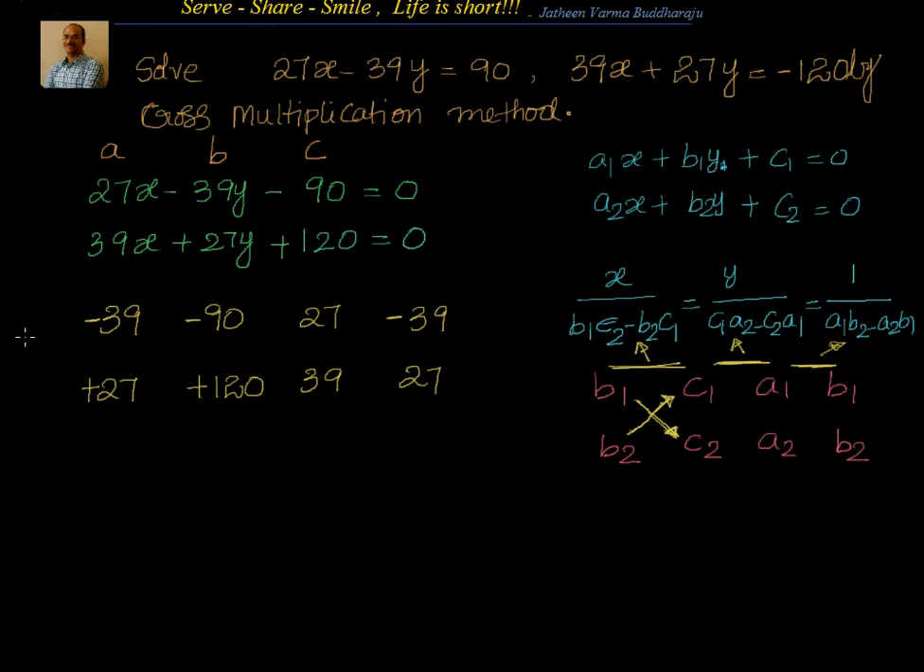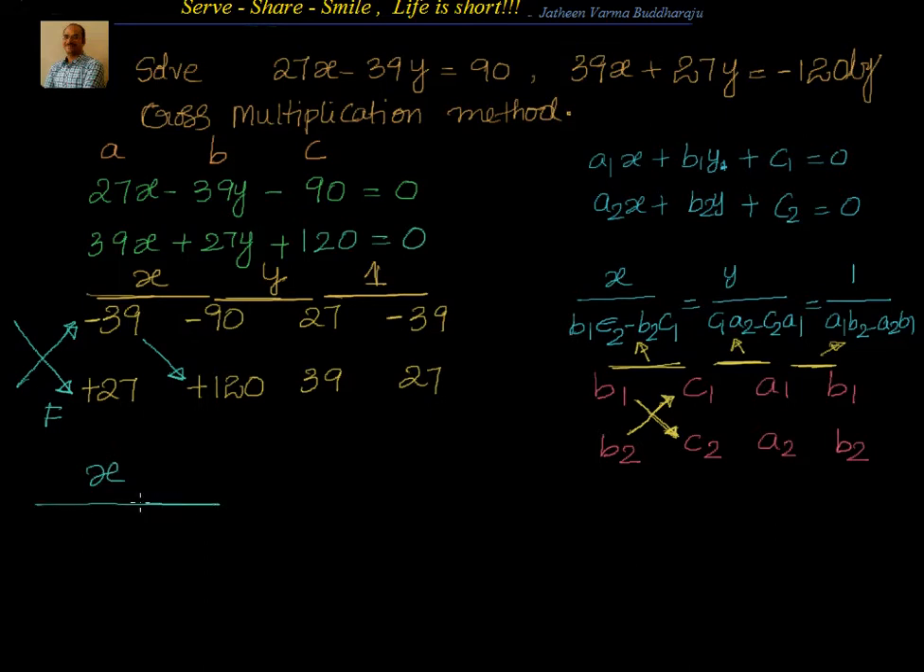Now this is what we have in the form of B1, B2, C1, C2, A1, A2 and B1, B2. How do I have to multiply them? I have to go diagonally, first down, so I multiply these first, then go in reverse. The first two columns give me the value of x, the second two give me the value of y, and the third two give me 1 by. So I will say x divided by b1 c2 minus b2 c1.